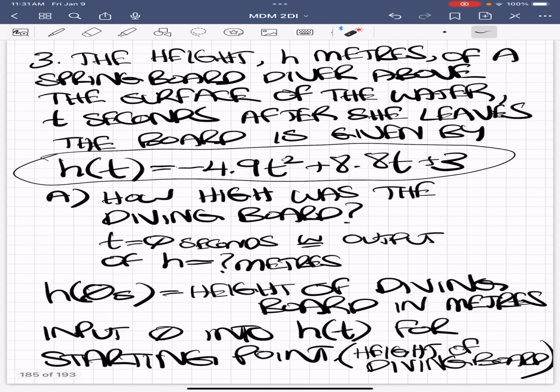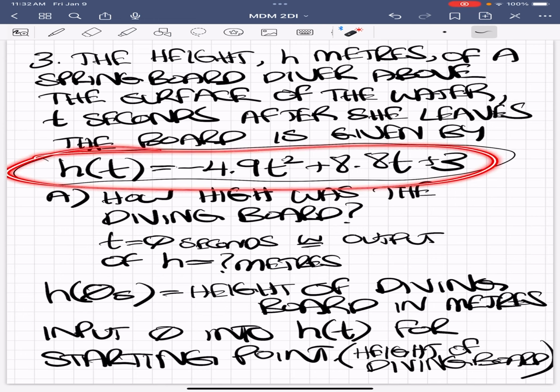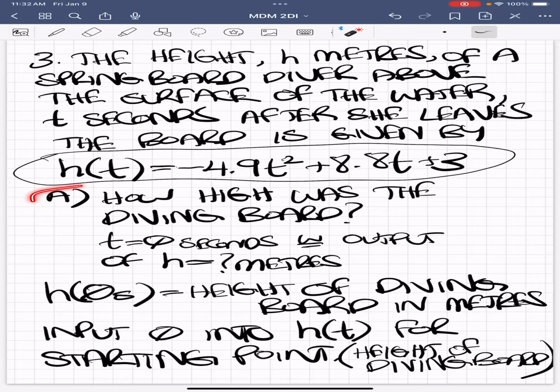So, the height, h meters, of a springboard diver above the surface of the water, t seconds after she leaves the board, is given by h of t equals negative 4.9 t squared plus 8.8 t plus 3. So that's the function given, representing the diver above the surface of the water. And then our first question is, how high was the diving board?